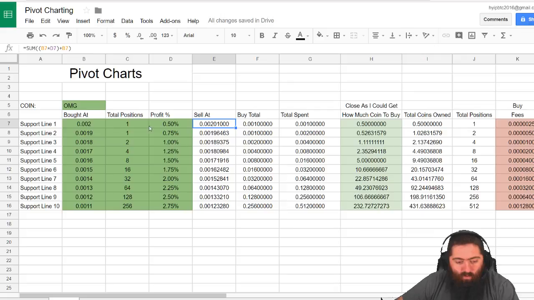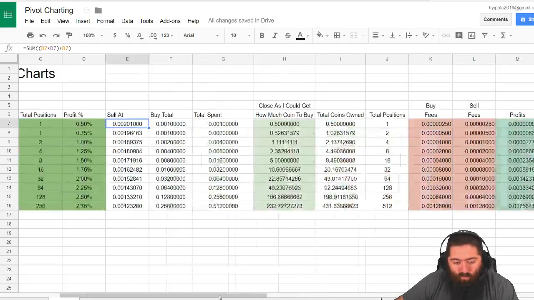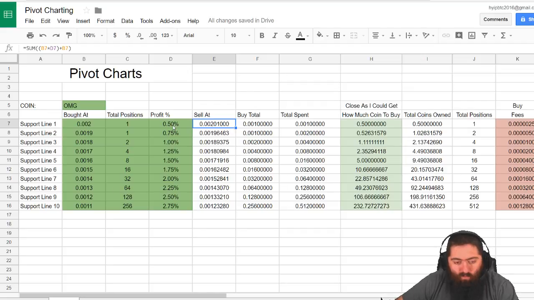Your first support line has to be a 0.5% at least. At a 0.5%, your profits is nothing. 0, zilch, no profits. So your minimum is a 0.5%, just because of the fees. Does this make sense? We're going to assume so and keep going.